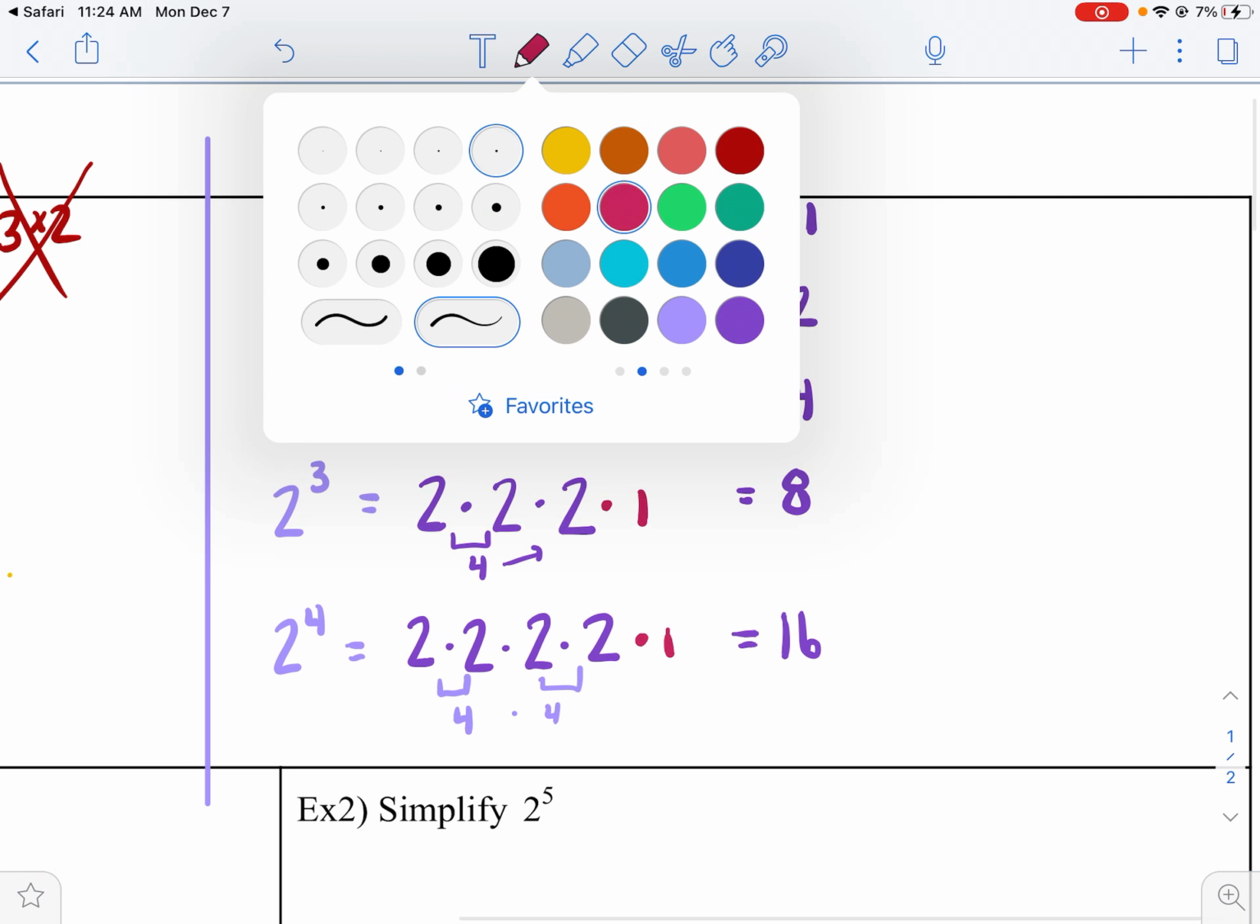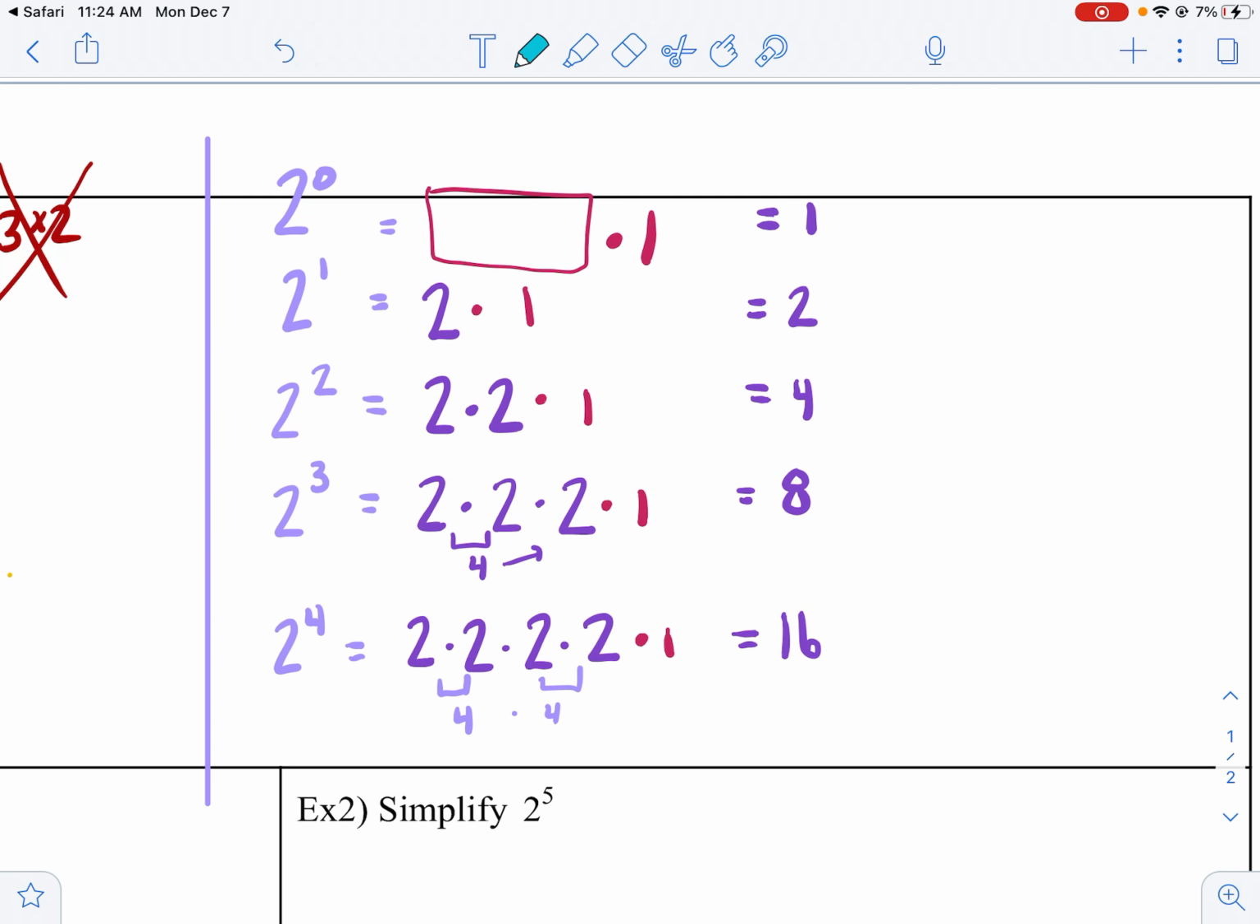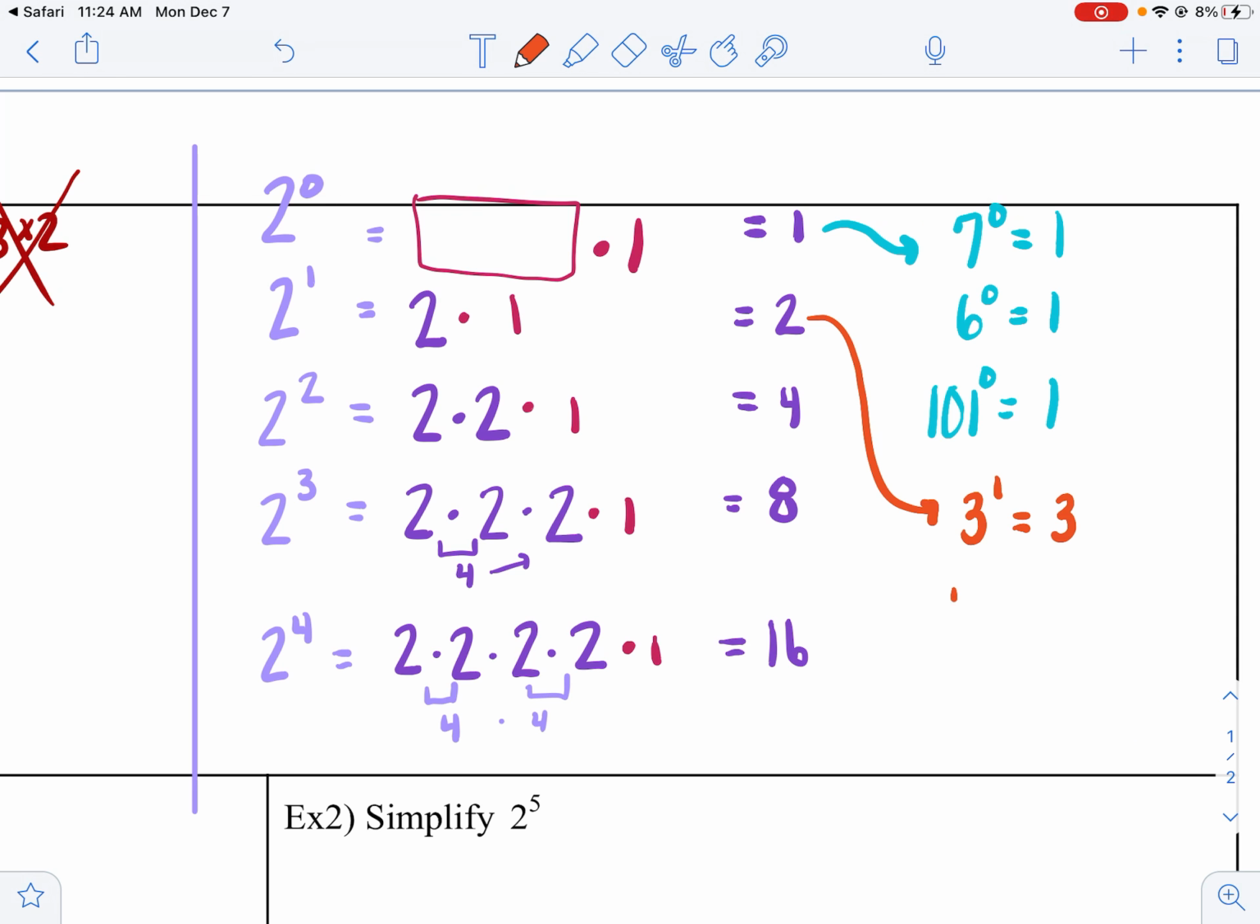So a little recap on that. Anything to the 0 power is 1. 7 to the 0 power is 1. 6 to the 0 power is 1. 101 to the 0 power is 1. And for our first power, we have 2 to the first power. If I have 3 to the first power, it's always going to give us our base, 3. 100 to the first power is 100. 99 to the first power is 99.